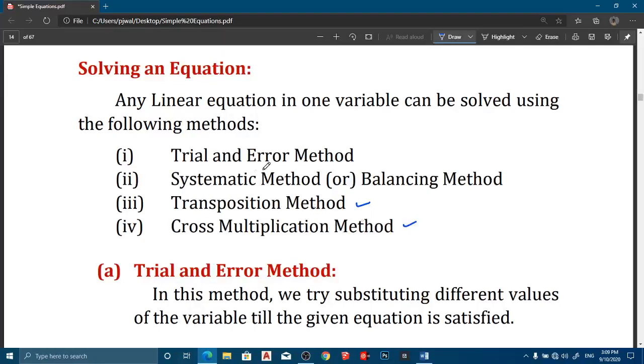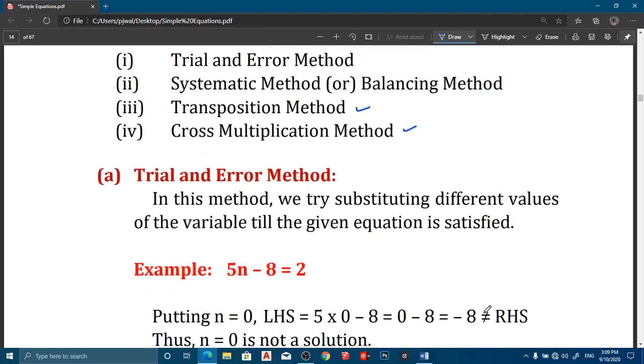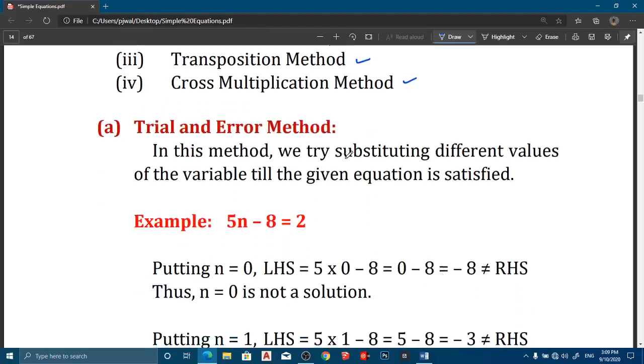Next, first we will go to the trial and error method. In this method, we try substituting different values of the variable till the given equation is satisfied. Till the given equation becomes a true statement, we substitute different values by taking the variable value as 1, 2, 3, 4, like that, until we get the RHS value and find the actual solution of the given equation. That is called the trial and error method.